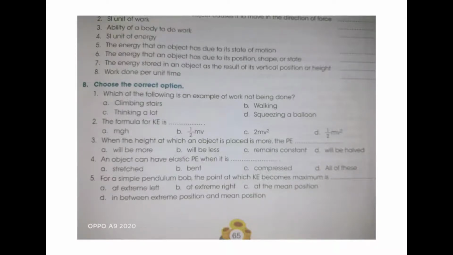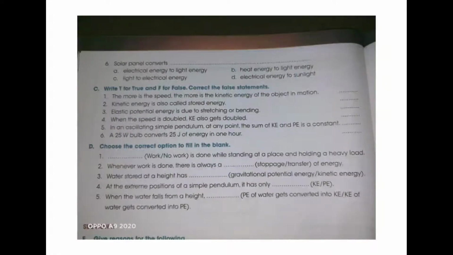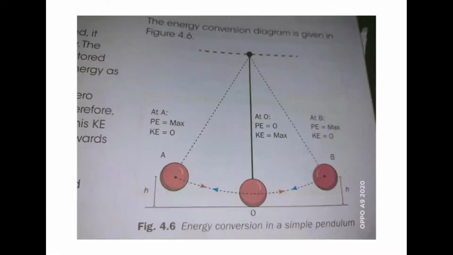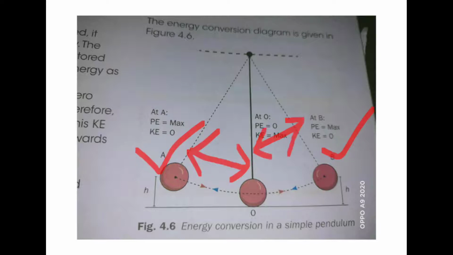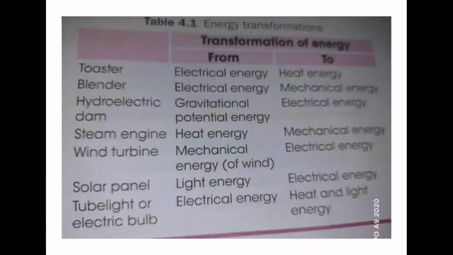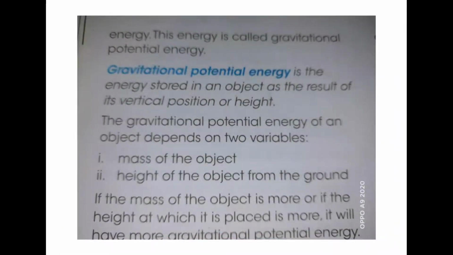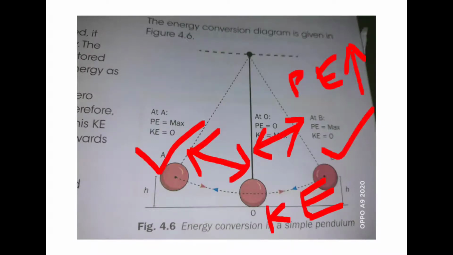Question number 5. For a simple pendulum bob, the point at which kinetic energy becomes maximum is. I need to show the diagram of this. At this position, at A and at B, it is at extreme position, so it has maximum displacement from the mean position. When there is maximum displacement from the zero position, we say that potential energy is maximum. But here at this point O position, kinetic energy is maximum. So in this position we say that kinetic energy is maximum.